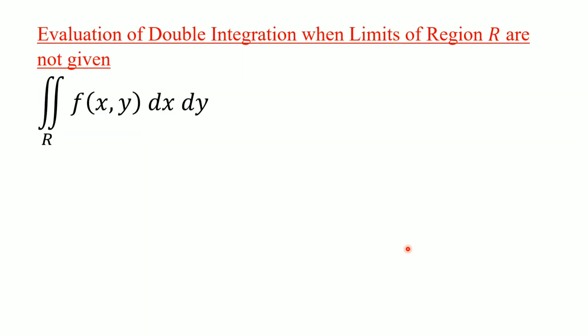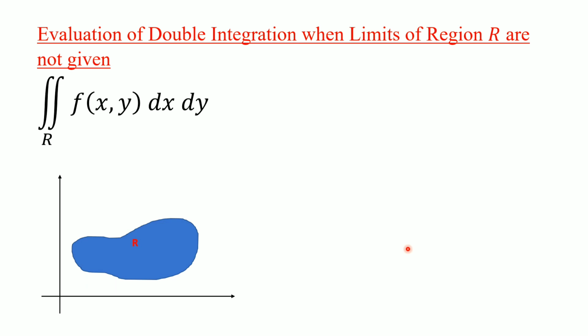Now the second case is very important. What if limits of region R are not given? Instead of that, only the region R is given. Then we have to find the limits of region R, and then accordingly we have to choose order of integration. Now again there are two cases. So suppose this is region R.